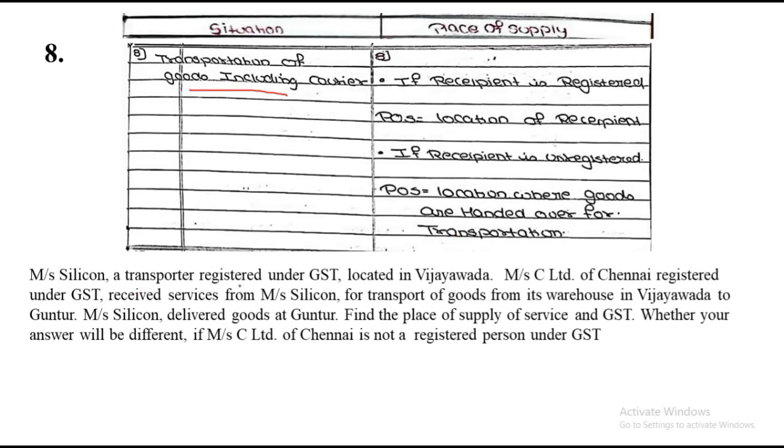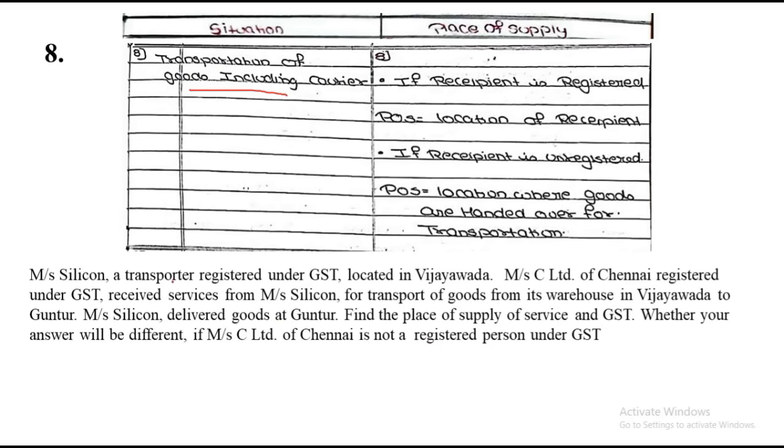Silicon Transporter, registered under GST, is located in Vijayawada. Major C Limited of Chennai, registered under GST, received services from Silicon for transport of goods from his warehouse in Vijayawada to Guntur. Silicon delivered the goods at Guntur. Find the place of supply, and whether your answer will be different if he is not a registered person.